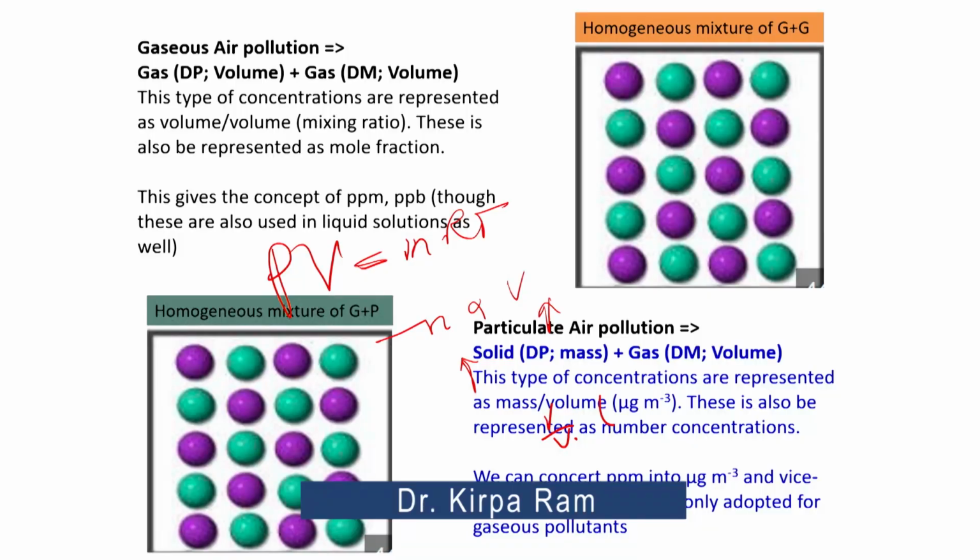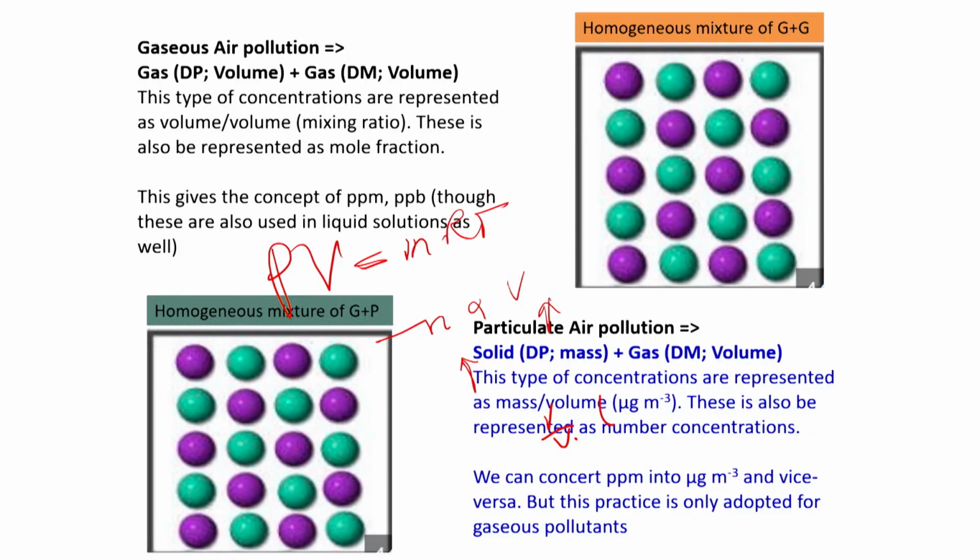Okay. So, here what will happen, solid will be in the dispersed phase and gas is the dispersion medium. Now, this means gas, as we discussed earlier, we will report in terms of volume, and then the dispersed phase, the solid, we will report by mass. Any solid has mass, which is very easy to measure. So, we will measure by mass.